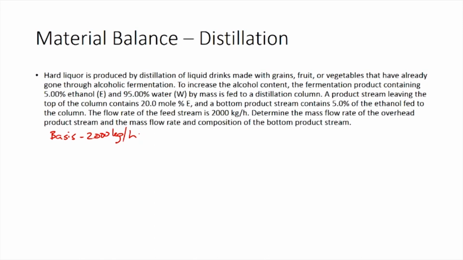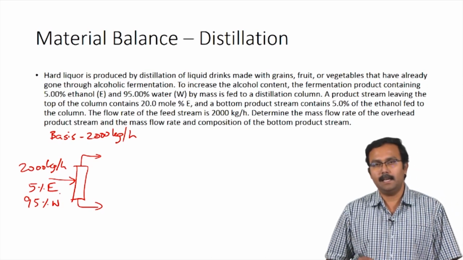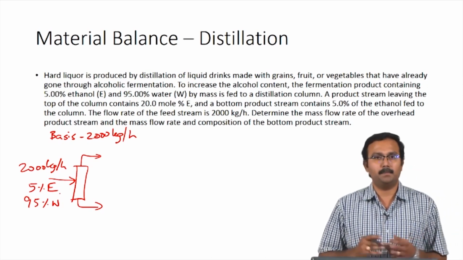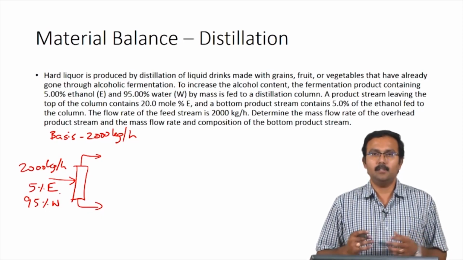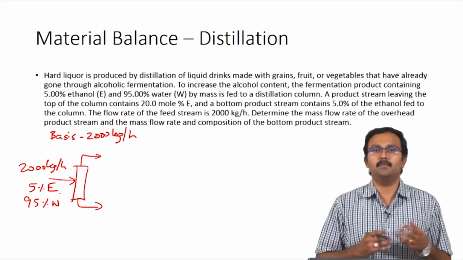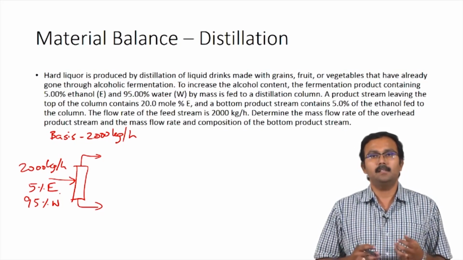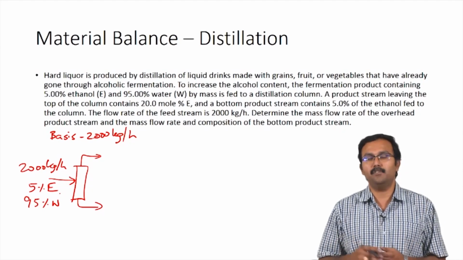And now let us try and draw the flow chart to describe the process. We have a distillation column which has one feed and two output streams. The feed stream has a flow rate of 2000 kilograms per hour and contains 5% ethanol and 95% water. It has been clearly stated that these percentages represent the mass percentages. Conventionally, liquid and solid streams would be expressed in terms of mass fractions and mass percentages, whereas gases are usually represented in terms of mole fractions.